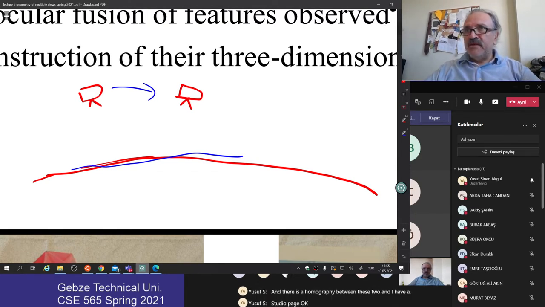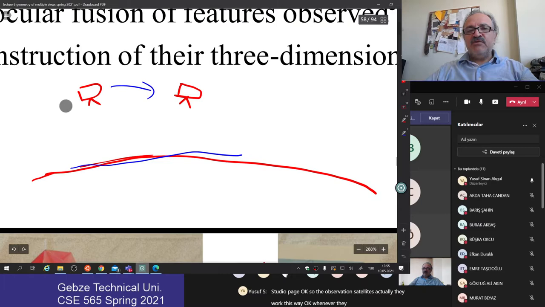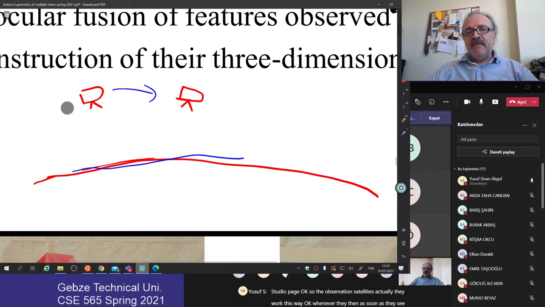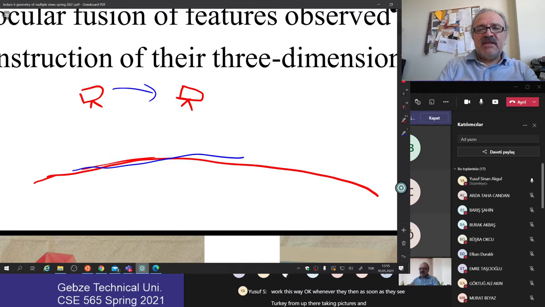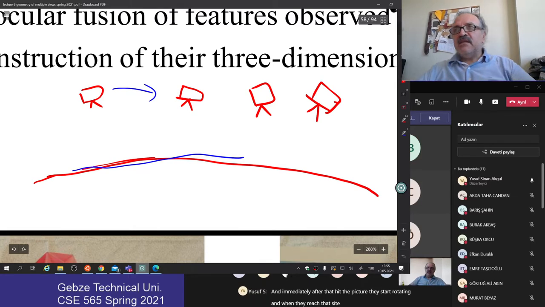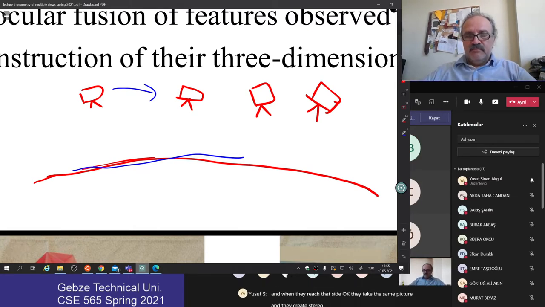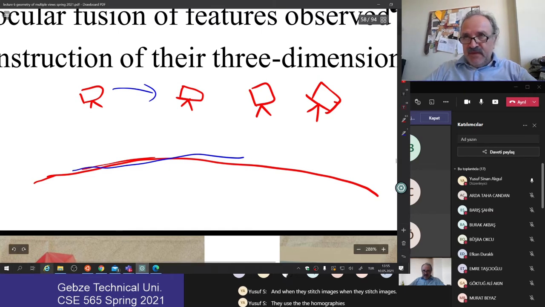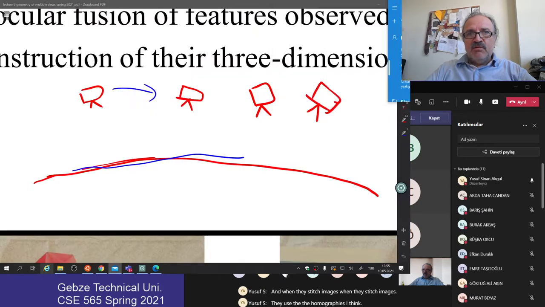Okay, so the observation satellites actually work this way. As soon as they see Turkey from up, they take a picture, and immediately after taking the picture, they start rotating, and when they reach that side, they take the same picture and they create stereo. And when they stitch images, they use the homographies.